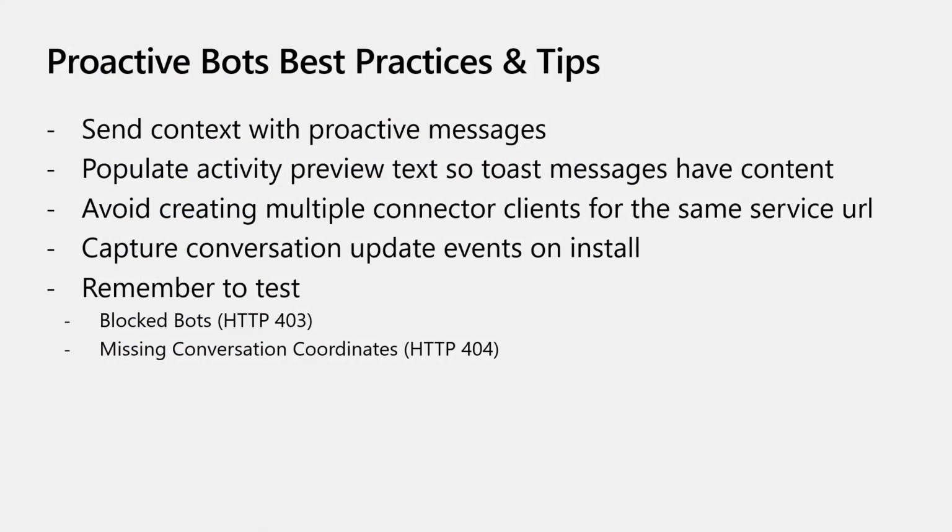Let's cover some assorted tips and tricks for proactive messaging. First, don't send proactive messages without context. Users should not be confused as to why they're seeing the message. Second, ensure that the outbound activities have the preview text populated. Without this, the toast notifications will appear with generic placeholder text. Third, avoid repeatedly creating connector clients and reuse them as much as possible. Each connector client creates an HTTP connection with Bot Framework and is a common source of memory leaks.